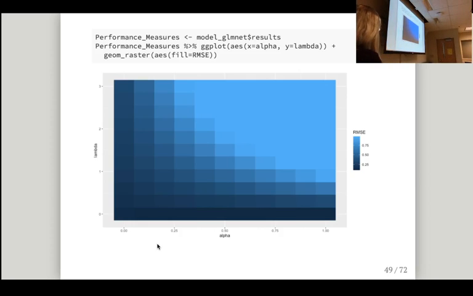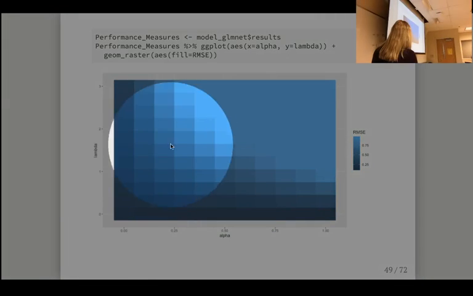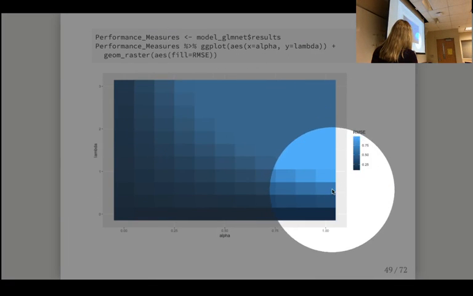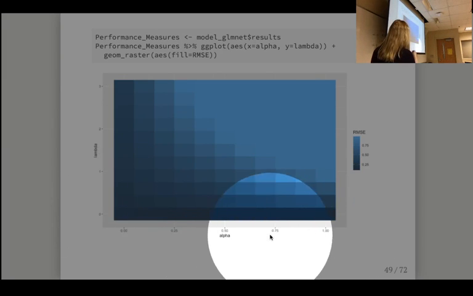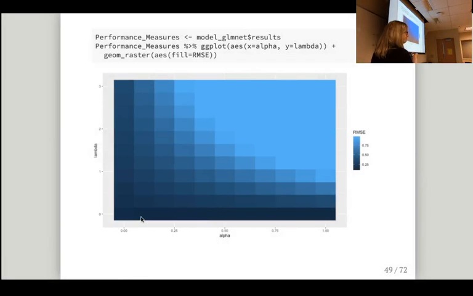To get maybe a better idea of how this works than just those straight line plots, I did a contour plot instead. So here we're looking at where this root mean square error is minimized. The darkest blues are right along here, so at the very small lambdas.